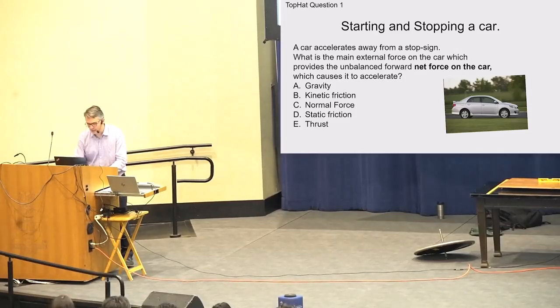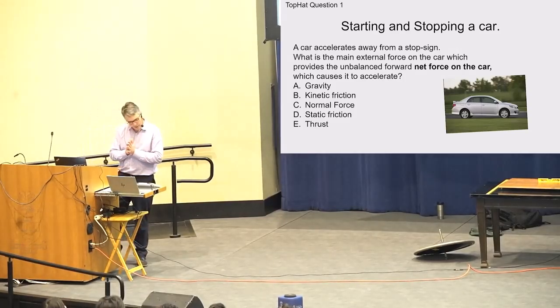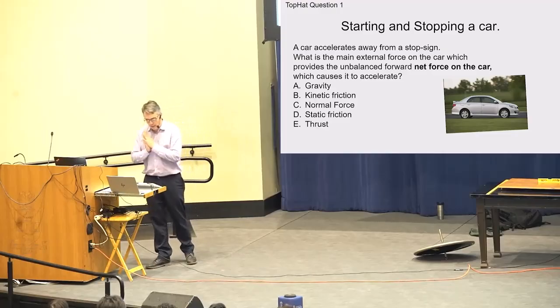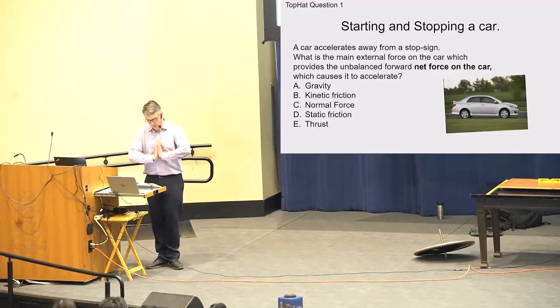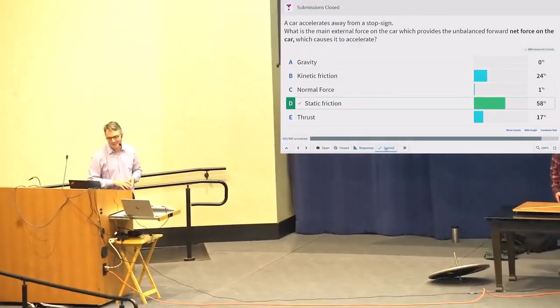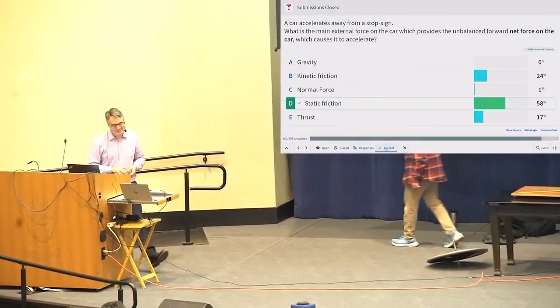A car accelerates away from a stop sign. What is the main external force on the car which provides the unbalanced forward net force on the car which causes it to accelerate? Notice you're running out of time there, so that's what I was looking for. 58% of you. It's not kinetic friction.